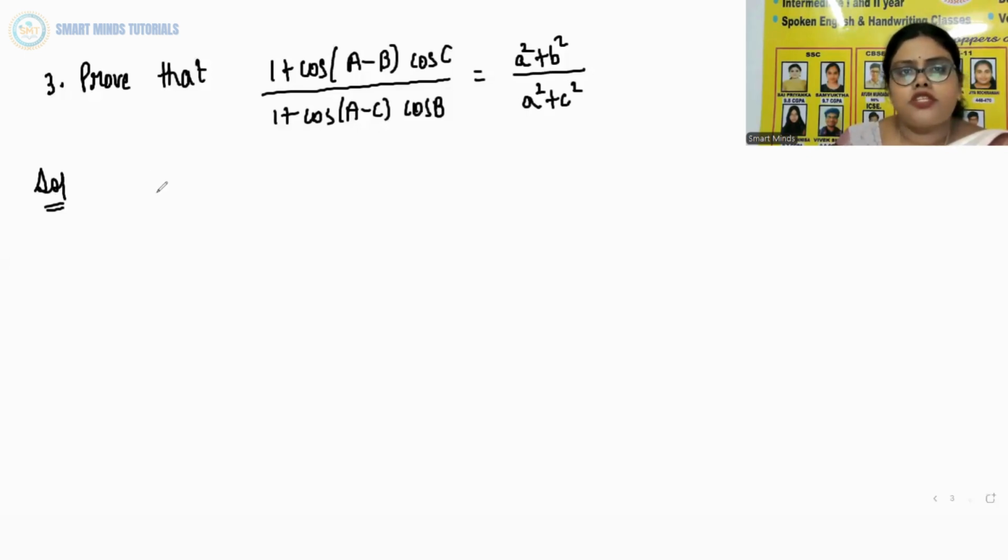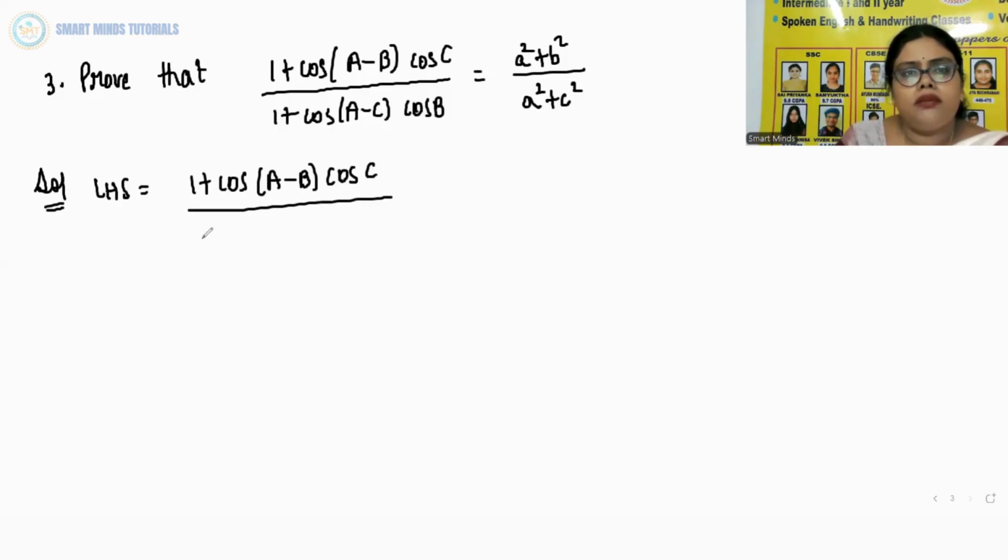Now take the next question. Prove that (1 plus cos(A minus B) into cos C) by (1 plus cos(A minus C) into cos B) is equal to (a square plus b square) by (a square plus c square). So first we will take LHS. LHS is (1 plus cos(A minus B) into cos C) by (1 plus cos(A minus C) into cos B). So now let's see how to write cos C and cos B.